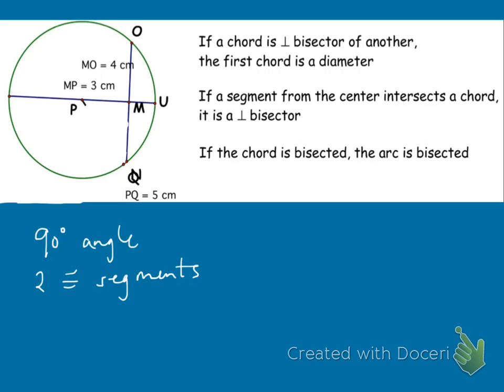So let's take a look at our diagram here. So if you have this chord here, and it perpendicularly bisects this chord here, okay, then you can now say that that pink chord is the diameter. Because what's going to happen is this is a right angle, and these two sides are congruent. So that makes the pink chord the diameter.